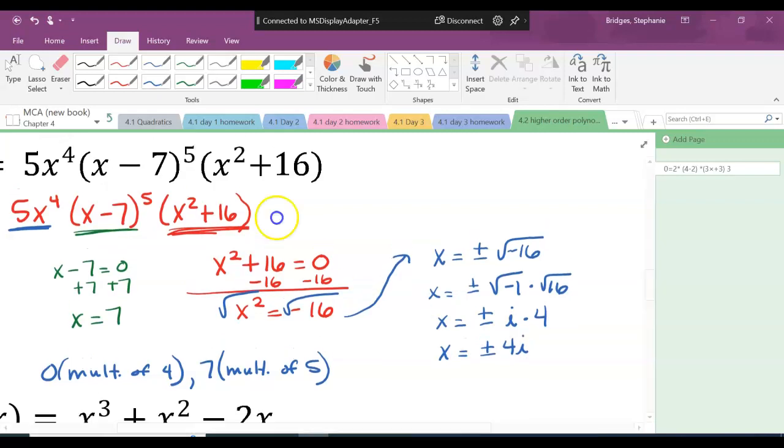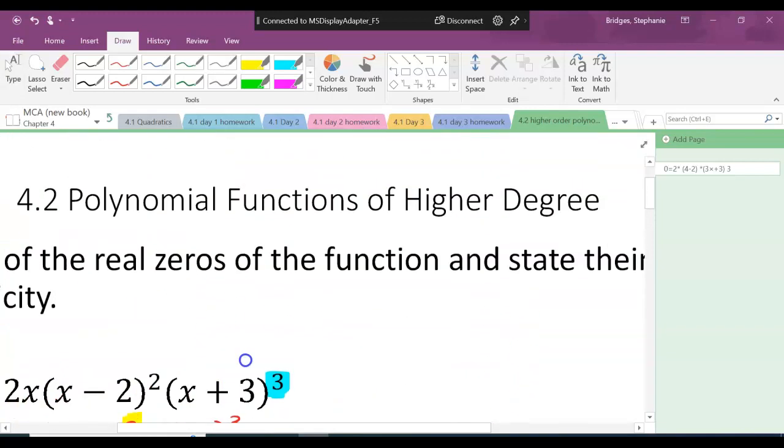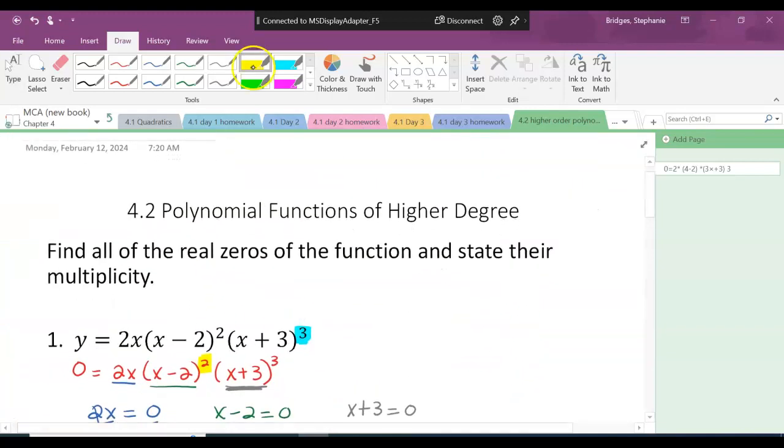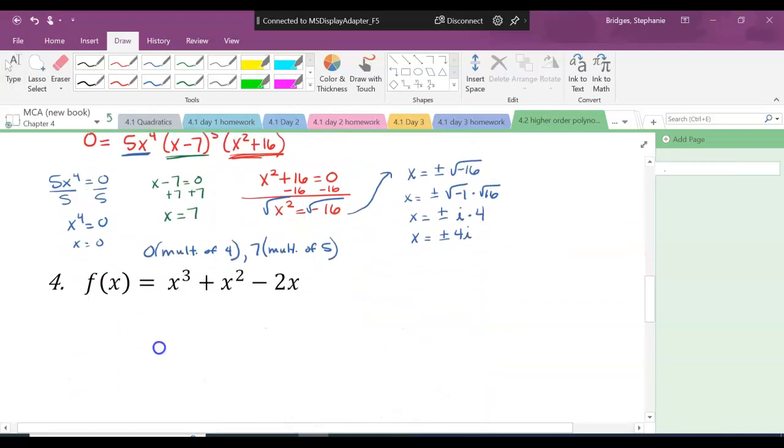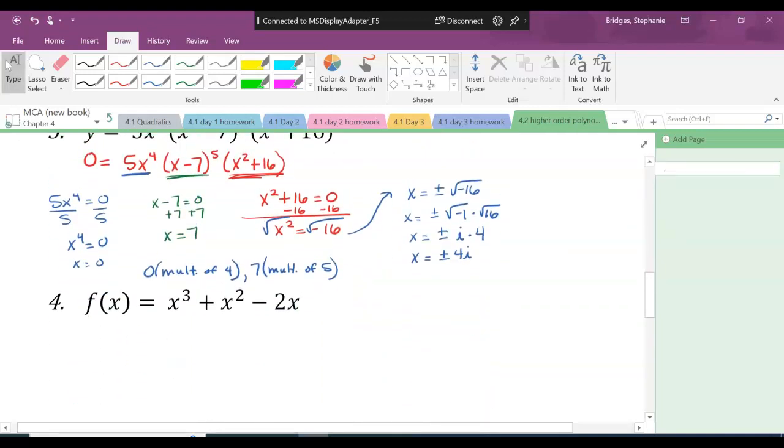However, let me scroll back for just a second. What kind of zeros did the directions tell us we wanted to find? Real. Are imaginary solutions real? No. So because it specified that I want real solutions only, would I include that positive or negative 4i? No. If it told me to find all of the zeros, I would include them. But because it specified real zeros only, I'm going to just throw those away. And I'm only going to give my real zeros as my solution.